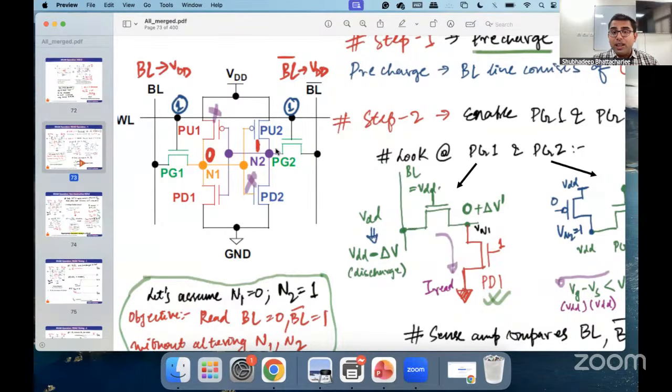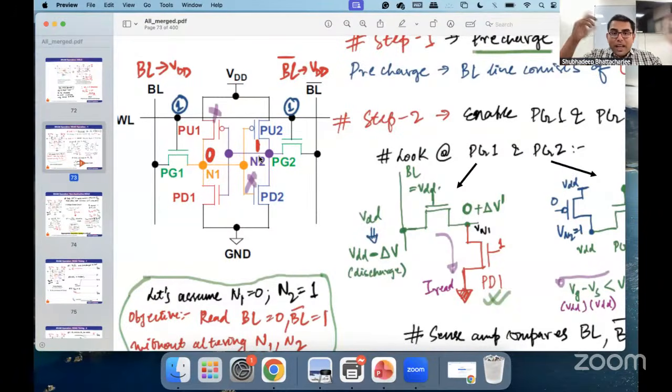So here what will happen is, as your storage node 2 starts discharging through a read current, what will essentially happen? This 1 will become 1 minus delta something. But where is the cell ratio to prevent the opposite from happening? If you just allow it to discharge, it will just continuously discharge and it will flip the value. And that is not useful because it will be a destructive read process. So what do you need to do?